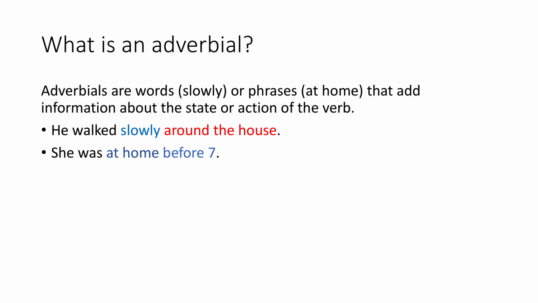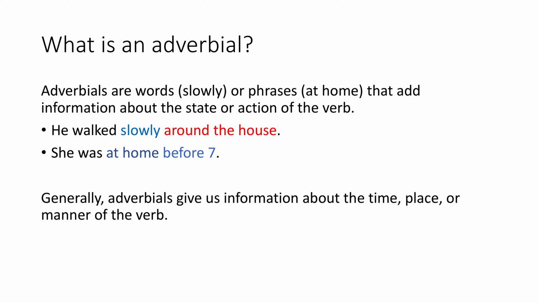We have another example. This time we have two prepositional phrases. Both of them are adverbials, and they add information about the place and time of a state. So she was at home before 7. Was is not an action. It's just a state, and we can add information about the state of a verb. We actually have a group of verbs called state verbs, which do not have actions, like feel or appear. That is a different topic, and you can look that up. But generally, we can also use adverbials to add information to these verbs. Generally, adverbials give us information about the time, place, or manner of the verb.